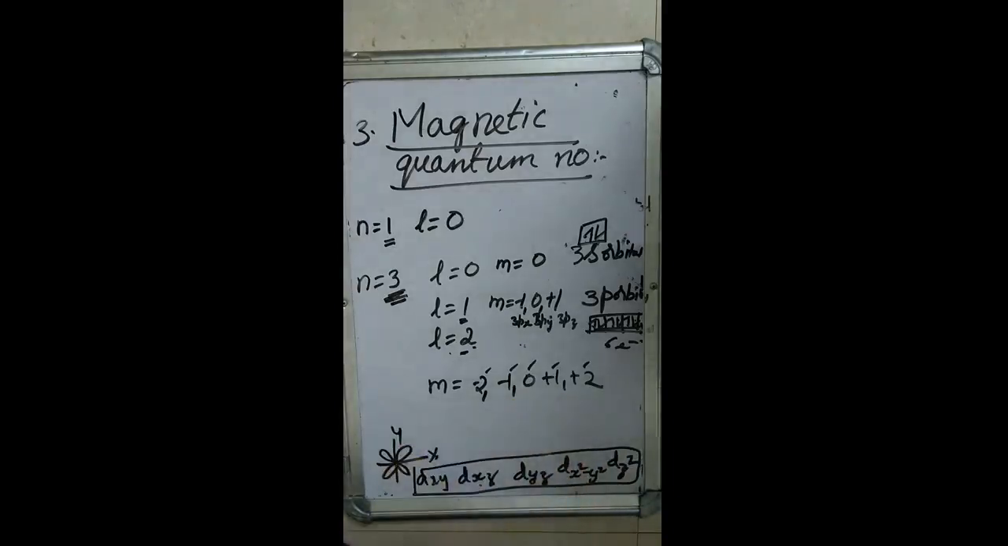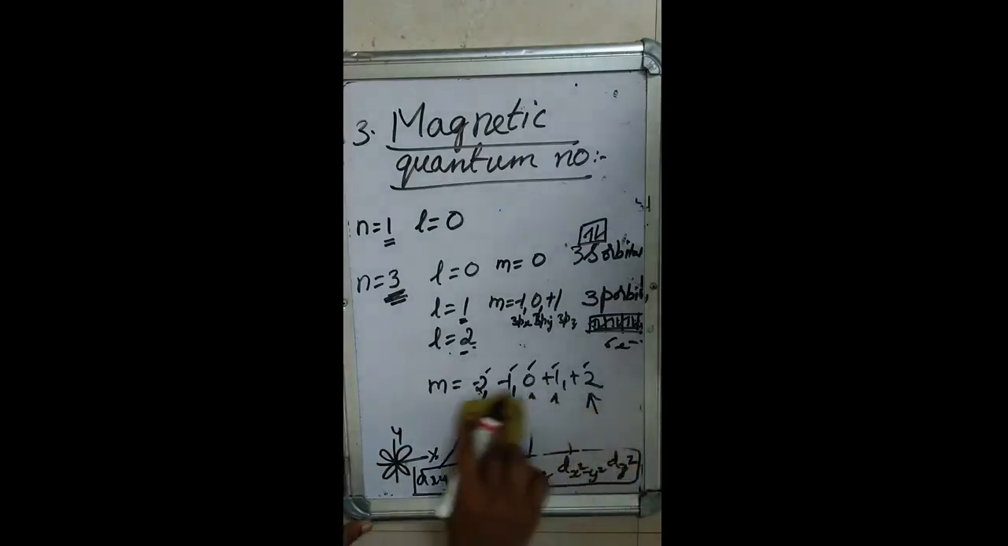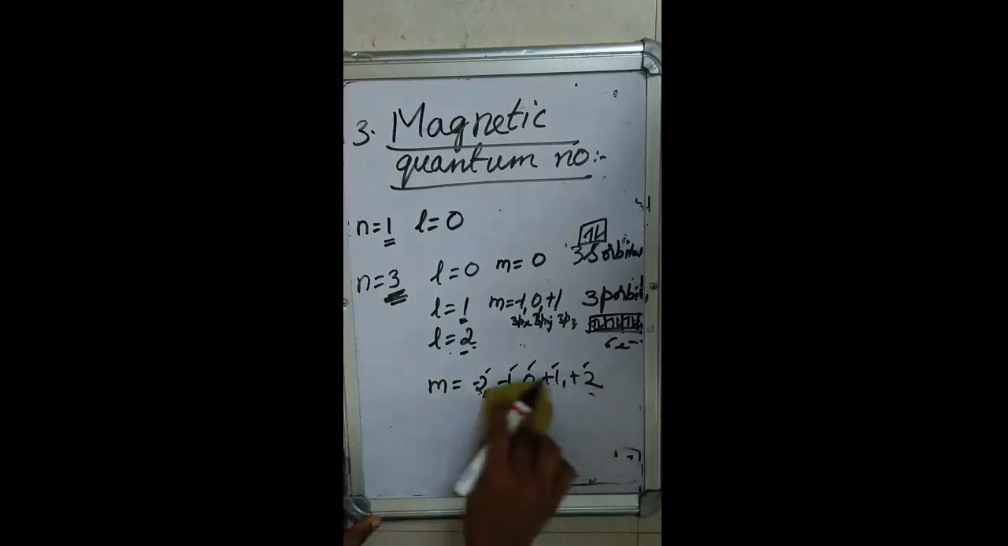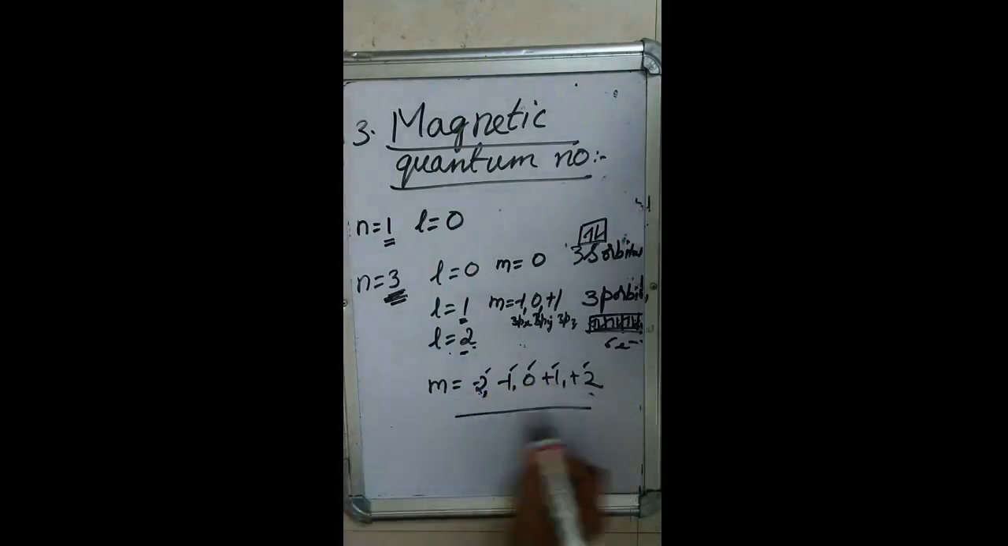For each one you have to give the values. For dxy, you can select any; there is no restriction that -2 you have to give only for dxy. You can consider -2 even for dxz. So for the d orbital, how many boxes should I draw? You got 5 values, so 1, 2, 3, 4, 5. Each box accommodates how many electrons? 2 electrons.